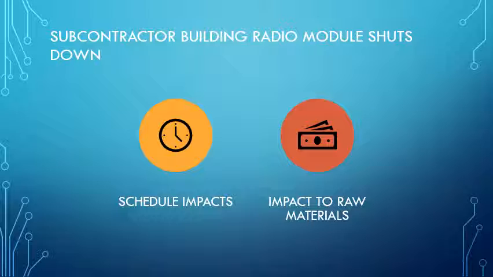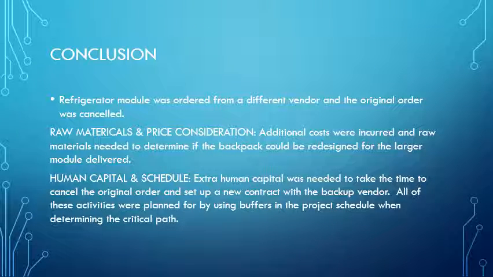Overtime is not usually recommended, as fast tracking the project can create more problems, but the project manager was able to find ways to develop value to the employees willing to volunteer for the overtime hours. Once the new vendor was selected, the raw material issue was crashed because it was no longer an issue in the project plan. The refrigerator module was ordered from a different vendor, and the original order was canceled.